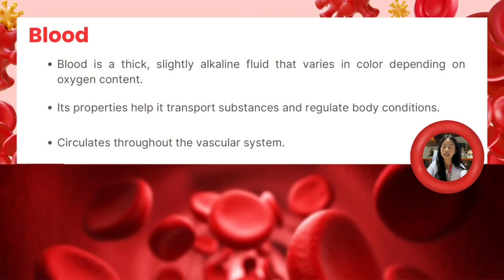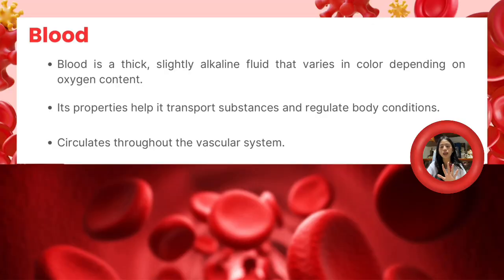Blood is a thick, slightly alkaline fluid that varies in color depending on oxygen content. Its properties help it transport substances and regulate body conditions. It circulates throughout the vascular system. Blood looks different depending on oxygen. Bright red when rich, dull when poor.